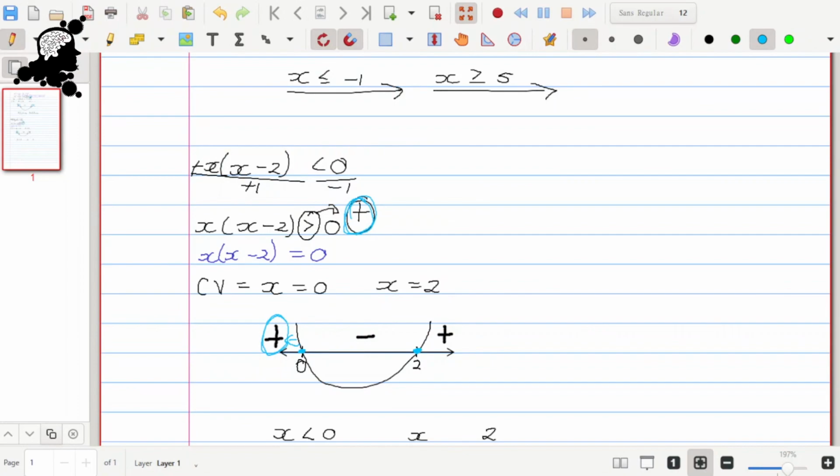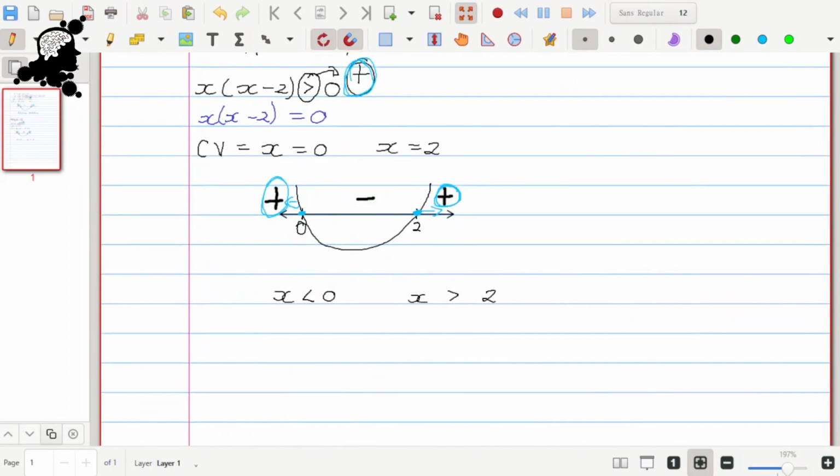Now let me look at positive 2. When I'm at positive 2, I need to go to the right to get to my plus sign. Now, when I'm moving to the right, the x values are increasing. Therefore, we have x is greater than 2. There we are, we have solved the inequality.